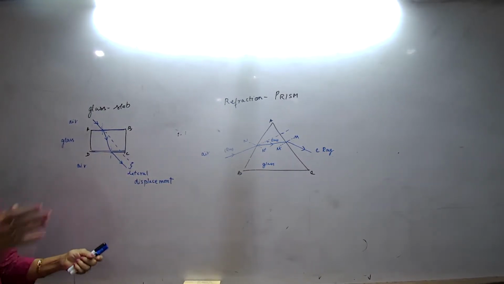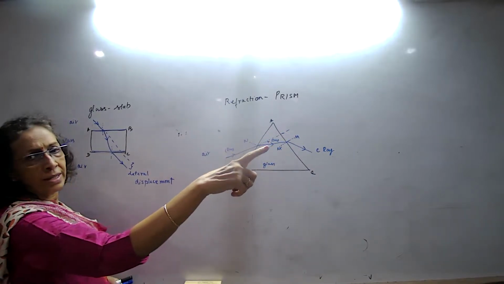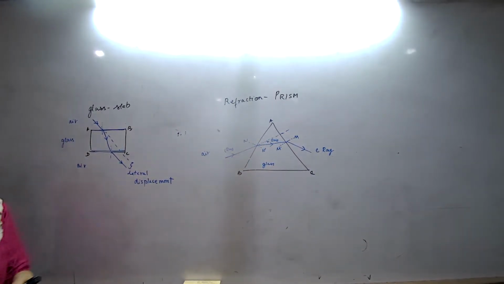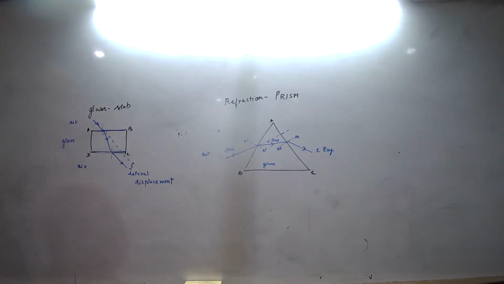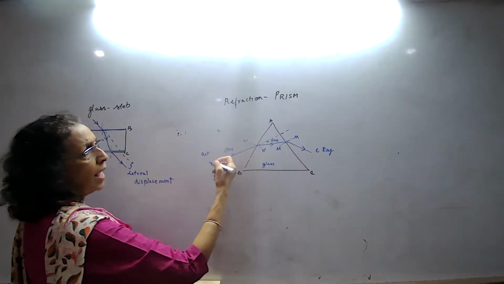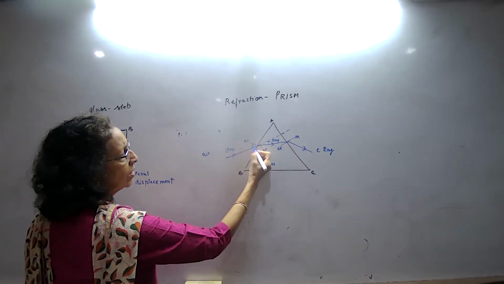How do we do it? We are just going to take a paper, keep the prism, and draw the outline, right? And we are going to take two pins. Two pins is what? Those paper pins. And we are going to select a particular angle. Where is the angle of incidence? Is it this angle or is it this angle?